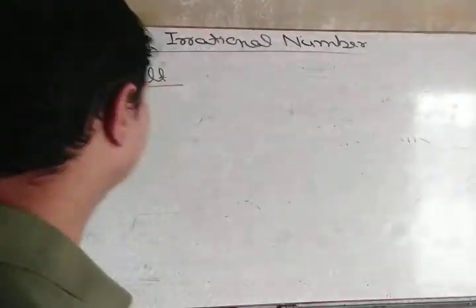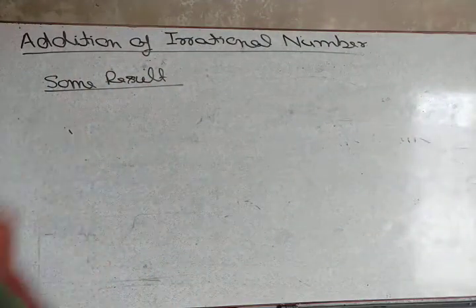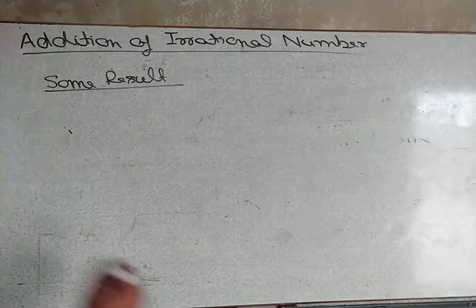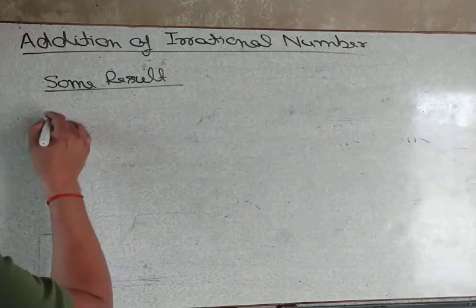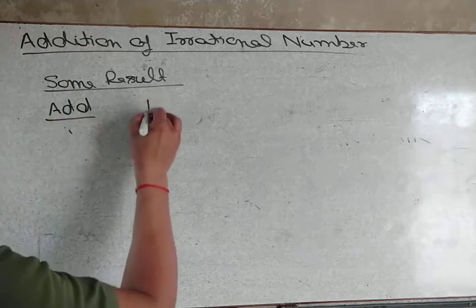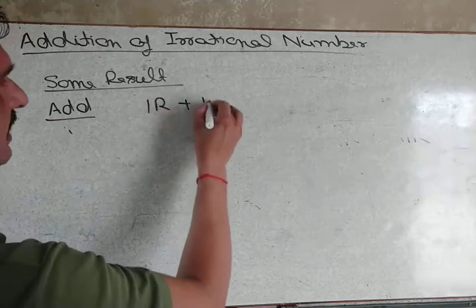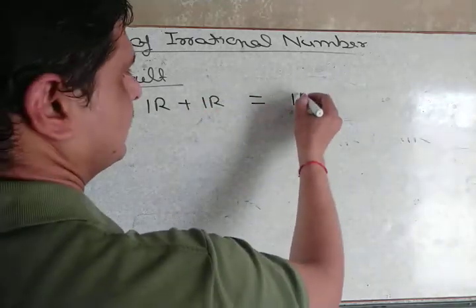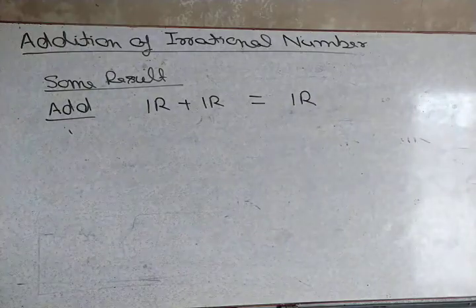Don't worry. So when we add what? When we add an irrational number with an irrational number, so we are learning the properties of addition. When we add an irrational number with an irrational number, the result is always irrational. Am I right?